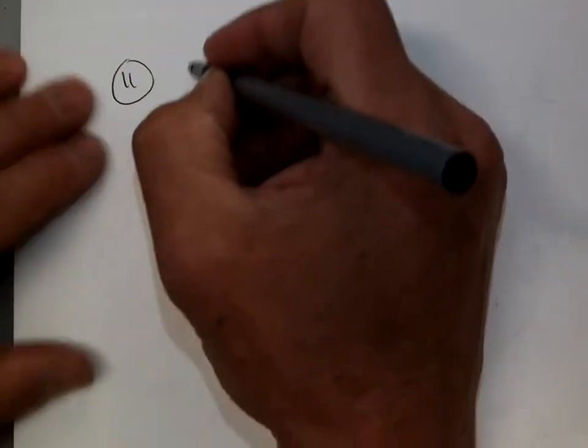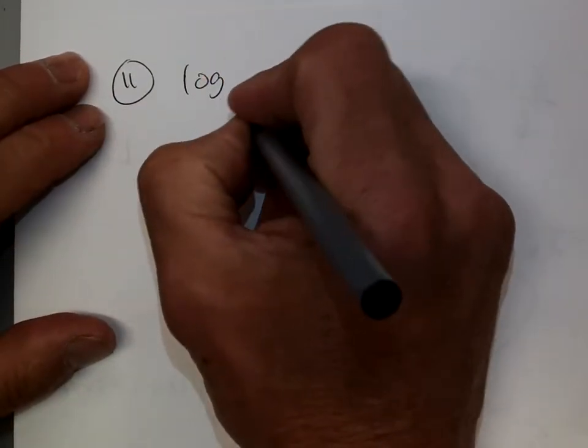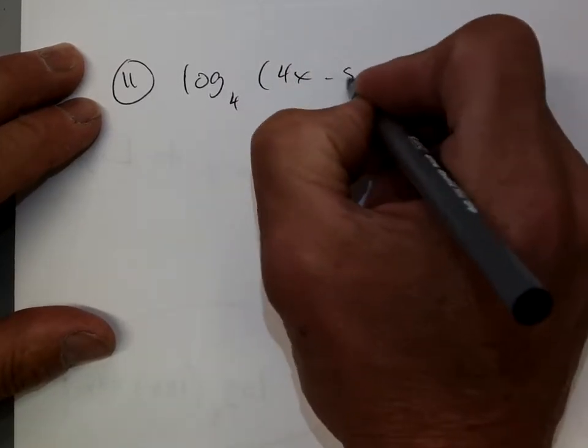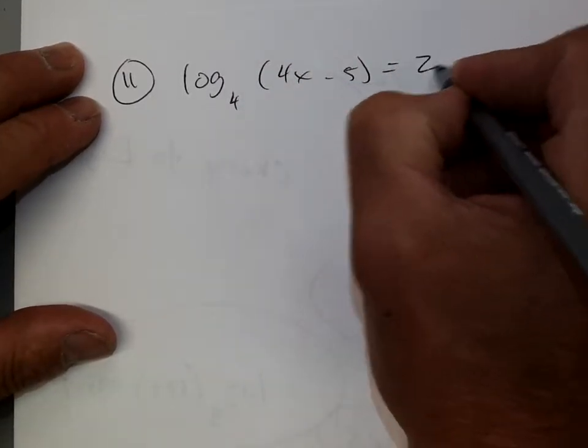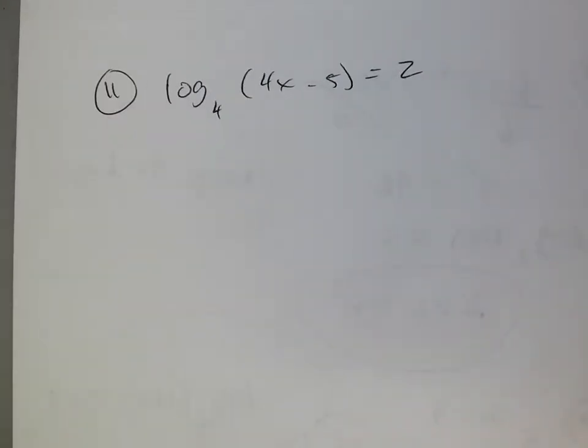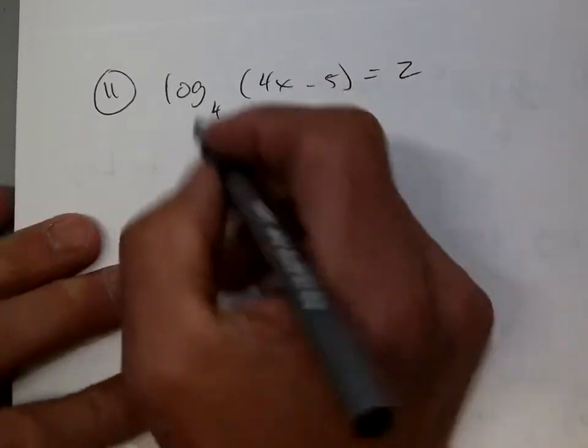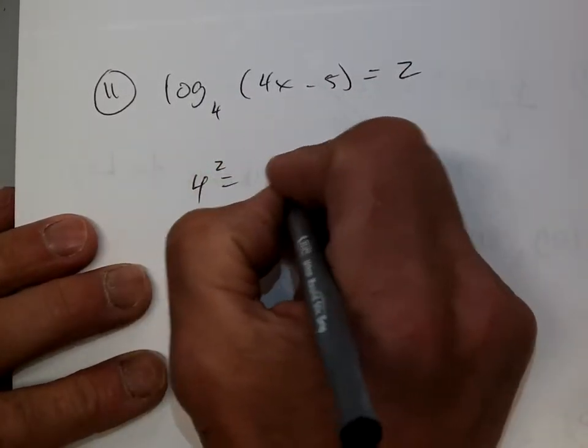All right, number 11. 11 is like a warm-up. Log base 4 of 4x minus 5 equals 2. Okay, so let's change it to exponential form. 4 to the 2 equals 4x minus 5.